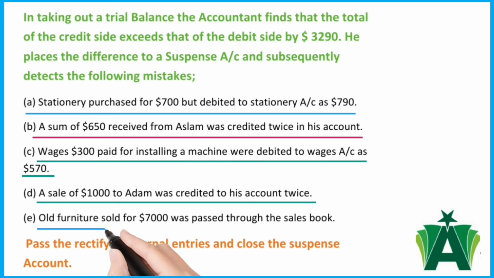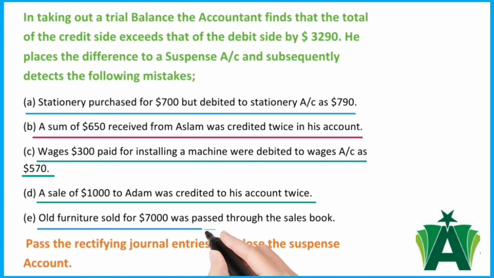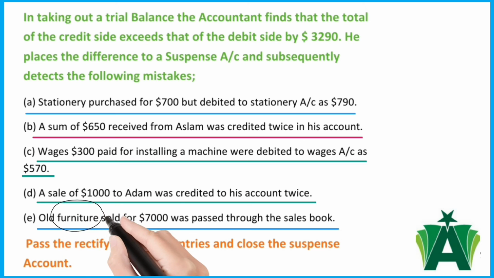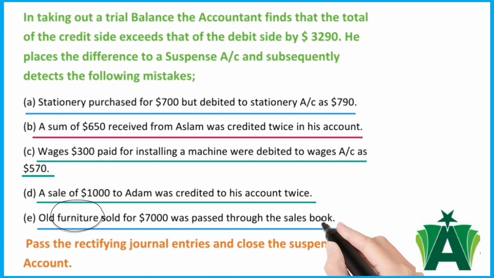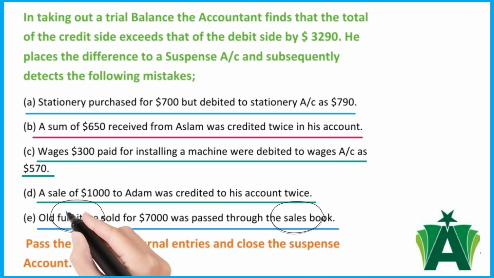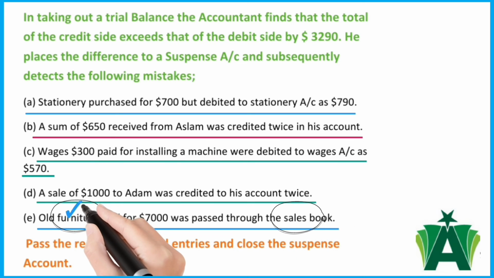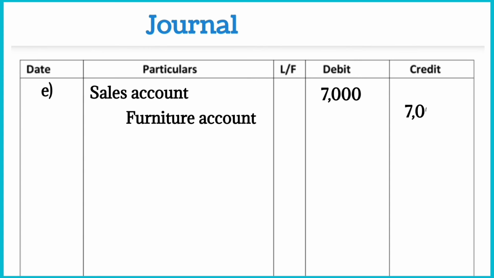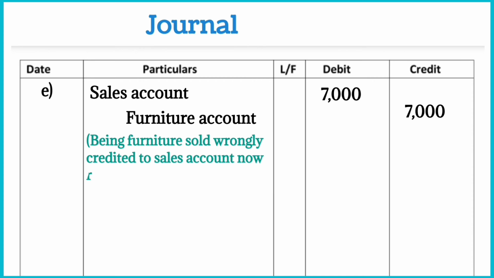Old furniture sold for $7,000 was passed through the sales book. This is an error of principle. Furniture sold has been credited to the sales account instead of furniture account. The rectifying entry will be sales account debit with $7,000, furniture account credit with the same amount. Being furniture sold wrongly credited to sales account, now rectified.